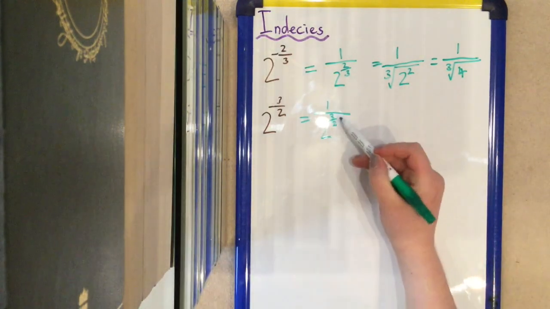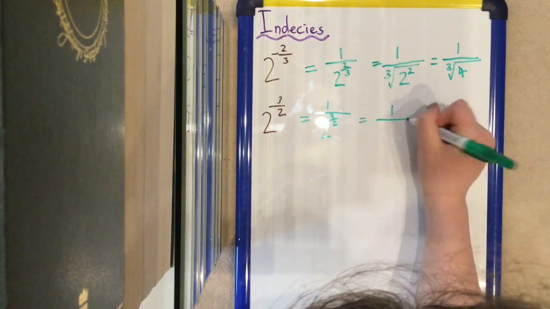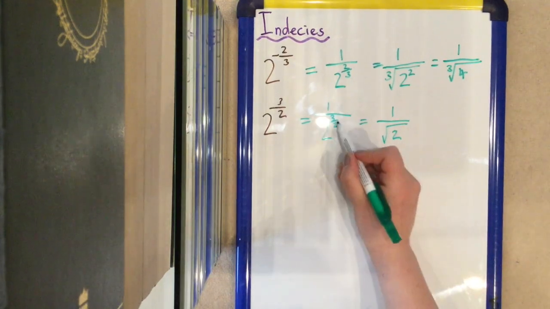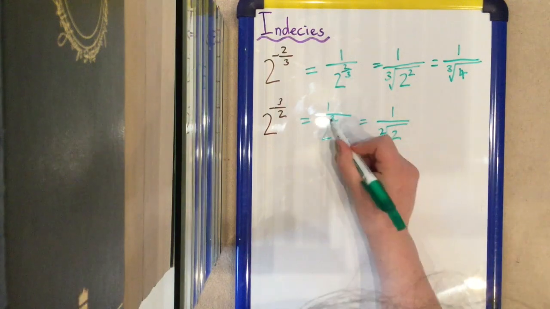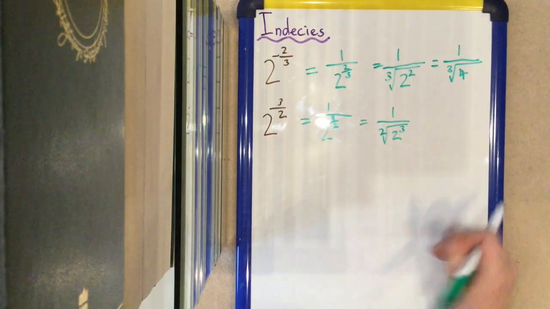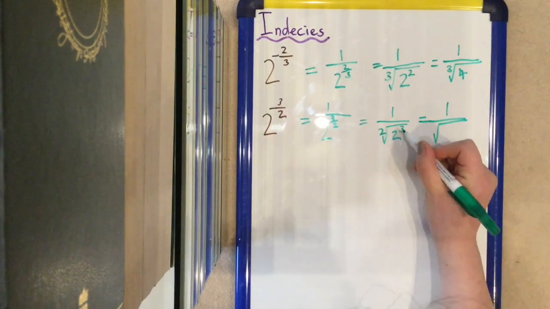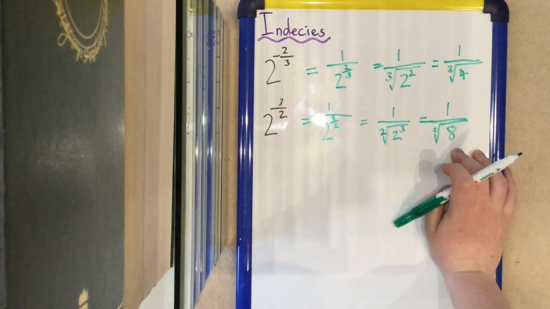Then again, I know this fraction means that there is a root involved, so it is 1 over a root of 2, because 2 is the base. There's a 2 in this denominator, so it's a square root of 2, and the numerator is 3, so it's a square root of 2 cubed. Now, for those of you who are quick on your calculators, you will know that 2 cubed is the same as 8. So we're looking for the square root of 8.